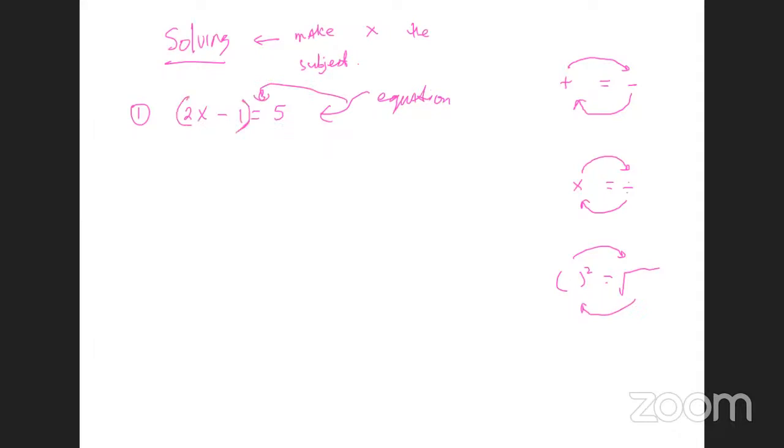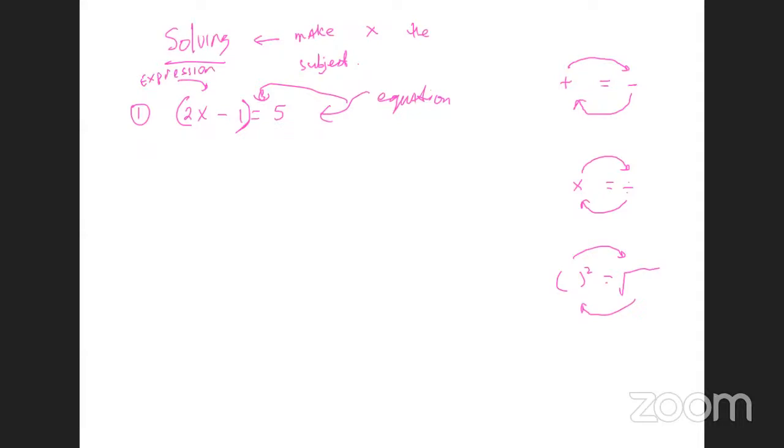This by itself is called an expression. So this by itself here is called an expression, right? But when you include the equal sign, right? When you include the equal sign, it becomes an equation. So by itself is an expression.